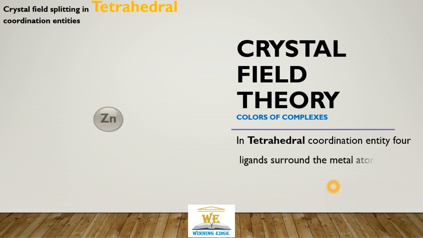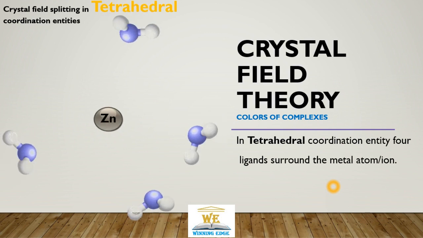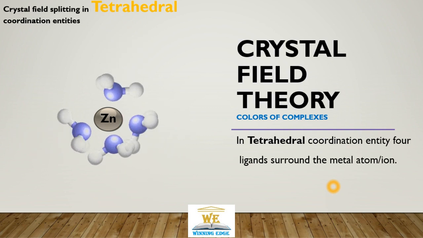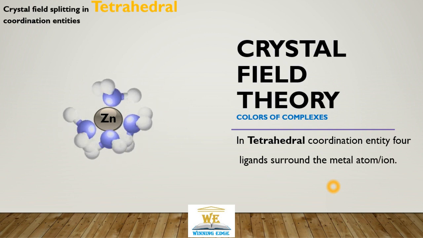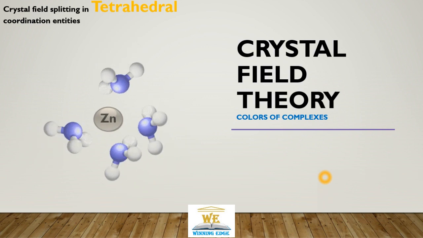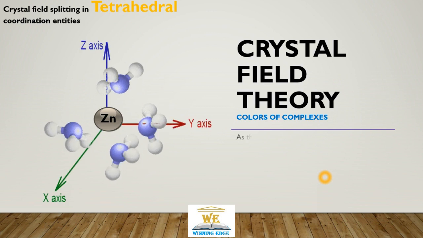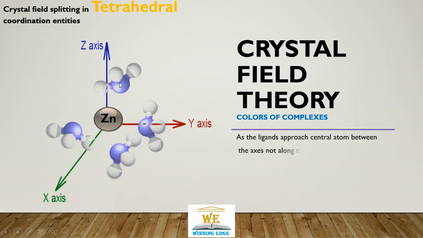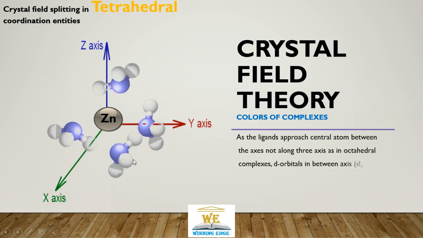So here we take the example of a zinc atom surrounded by 4 ligands. The 4 ligands will approach the metal and bind to it. Now here you see the ligands do not approach directly along the axes but in planes only.